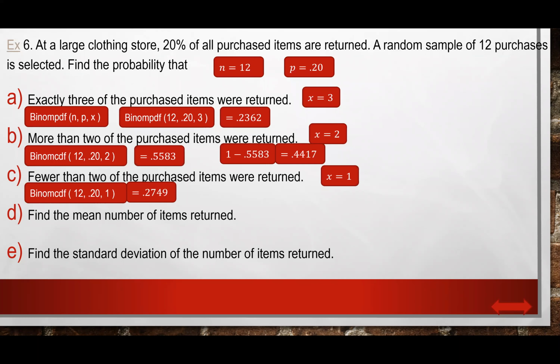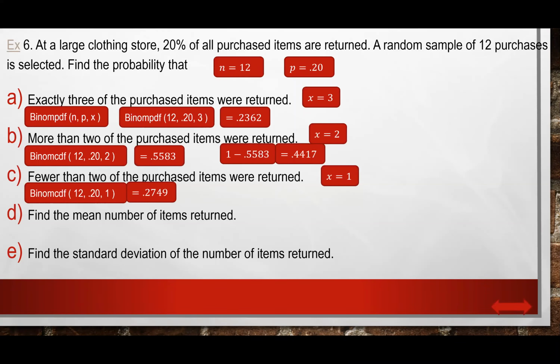Okay, but again, that's the difference between binomial CDF versus binomial PDF. CDF is cumulative, and PDF is 1 exact point. Okay, so we never ever use normal PDF. Like I mentioned earlier, we don't use normal PDF, so don't ever type normal PDF. You only use binomial PDF versus binomial CDF. The other one is you use normal CDF and the inverse norm. Those are the only 4 features.